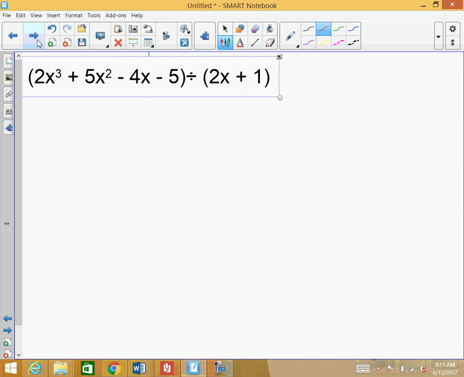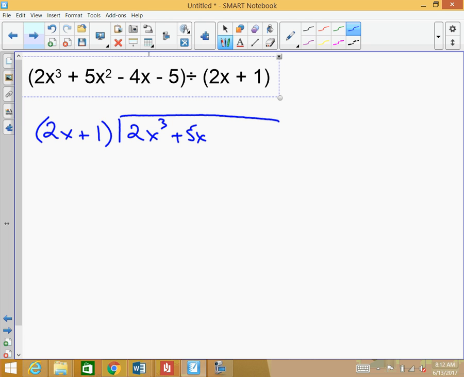So we want to divide 2x cubed plus 5x squared minus 4x minus 5 by 2x plus 1. So same idea. We have our dividend, our divisor, and we're trying to find the quotient. So I'm going to rewrite this just like before. So I have 2x plus 1, and it's 2x cubed plus 5x squared minus 4x minus 5.